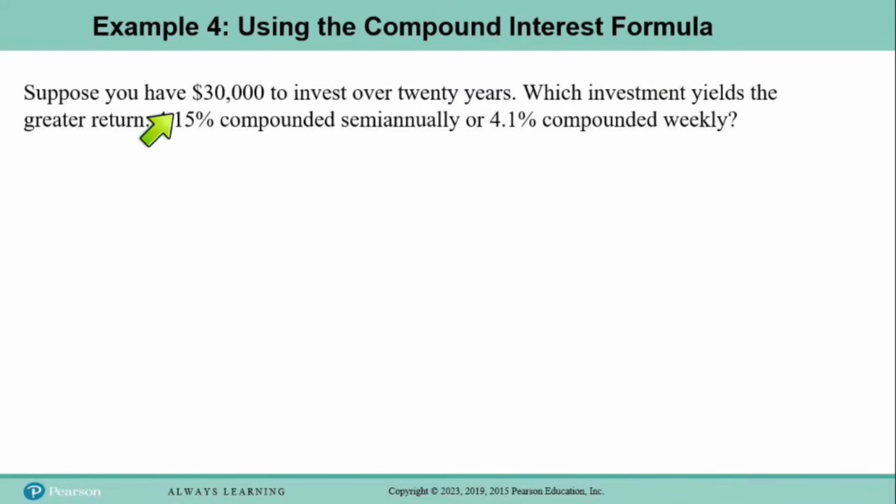So the first one has a little better interest rate, but the second one has more compounding periods per year, so 52 compounding periods here compared to only 2 in the first investment. So would it be worth it to go with the lower interest rate if you could have more compounding periods? Well, that's what we're going to find out. So let's just take our formula here. It's the same formula we've been using, and we'll just use it in both situations.